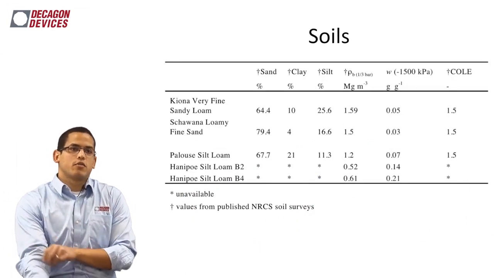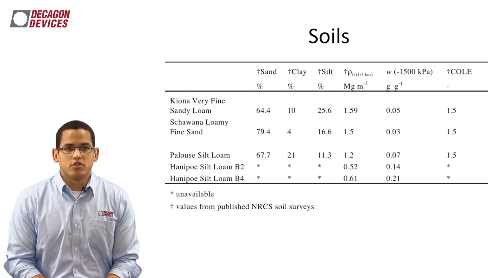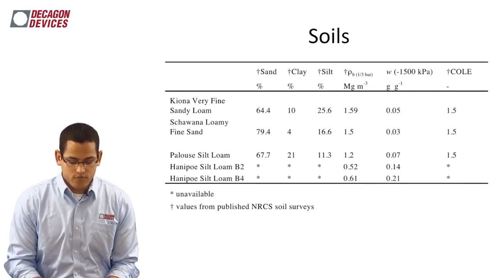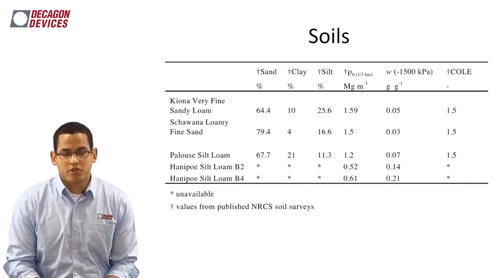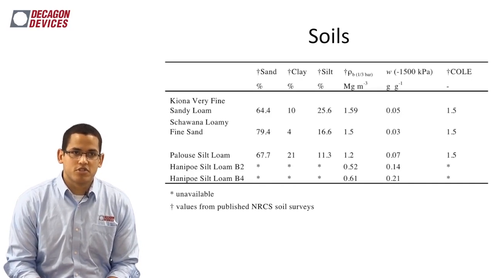And so really quick, I want to show an example of some soil samples that we've run using the HyProp and the WP4C. The three samples I'm going to show you are, one is a Kiona very fine sandy loam. It's about 64.4% sand, 10% clay, and 25.6% silt. And this is data based on NRCS soil survey.